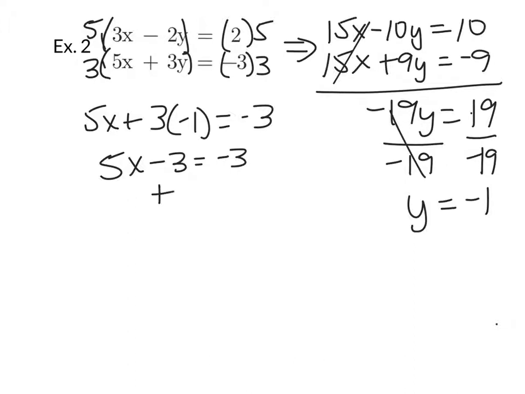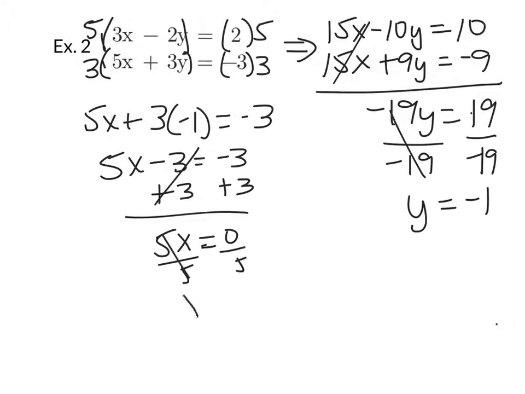And then adding 3 to both sides, we get 5x is equal to 0. And then when I divide both sides by 5, we get x is equal to 0. So the point where the graphs of these two lines intersect then would be at the point (0, negative 1).